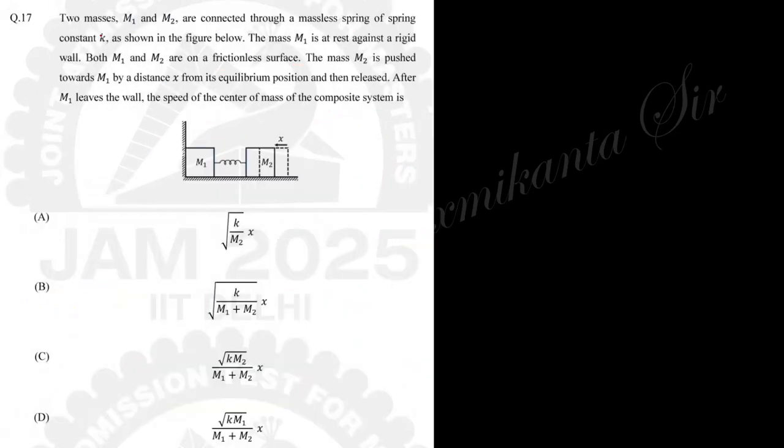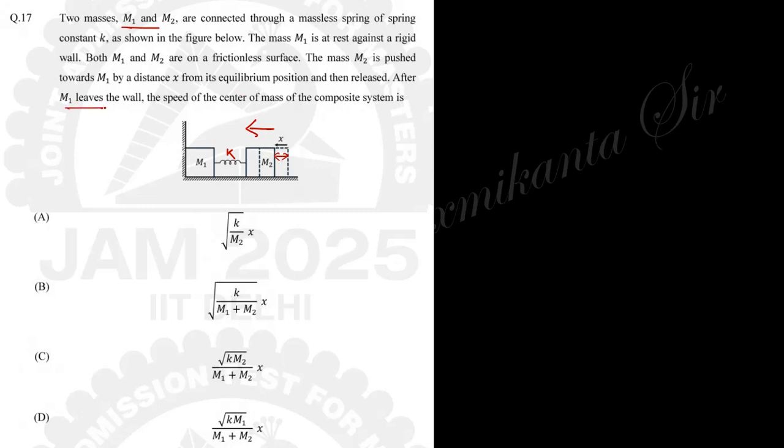Next question. Two masses M1 and M2 are connected through a massless spring of spring constant K, as shown in this figure. The mass M1 is at rest against a rigid wall. This is a rigid wall. M1 and M2 are on a frictionless surface, so there is no friction on this surface. The mass M2 is pushed towards M1 by a distance x. This distance is x, from the equilibrium position, and released.